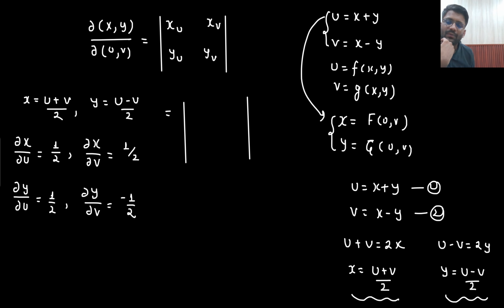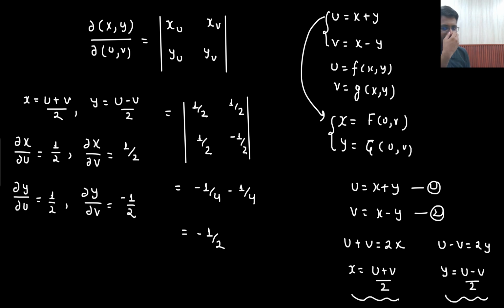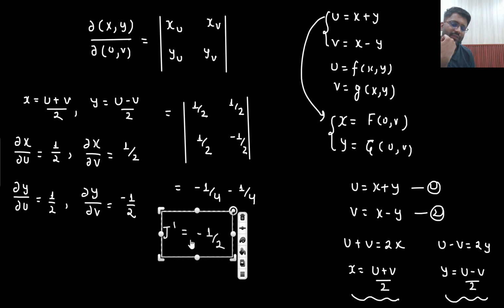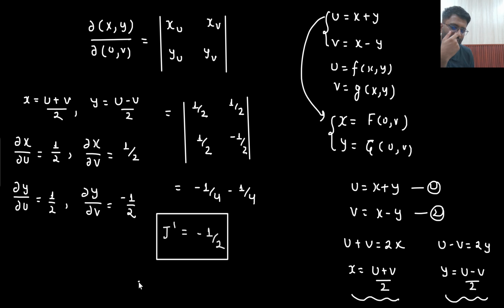So what is the answer we are getting here? Del x by del u, 1 by 2. Del x by del v, 1 by 2. Del y by del u, 1 by 2. Del y by del v, minus 1 by 2. When you solve it, minus 1 by 4, minus 1 by 4, the answer is minus 1 by 2. And we will call it J prime. If you notice very closely, what do you notice? If you multiply J with J prime, what answer do you get? 1.